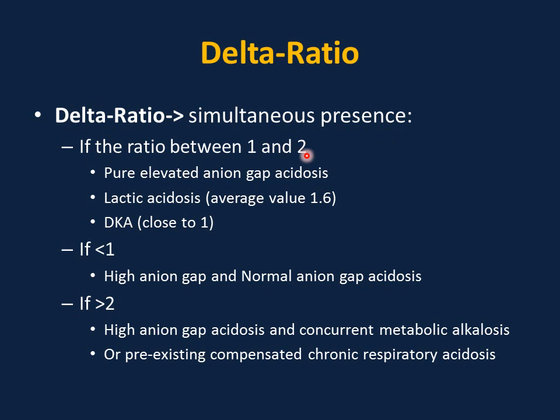If the ratio is between 1 and 2, this indicates pure elevated anion gap acidosis or lactic acidosis. The average value of lactic acidosis is 1.6. In DKA, usually the delta ratio will be close to 1 because of loss of ketones in the urine. If it is less than 1, this indicates high anion gap and normal anion gap acidosis. If more than 2, this indicates high anion gap acidosis and concurrent metabolic alkalosis or pre-existing compensated chronic respiratory acidosis.